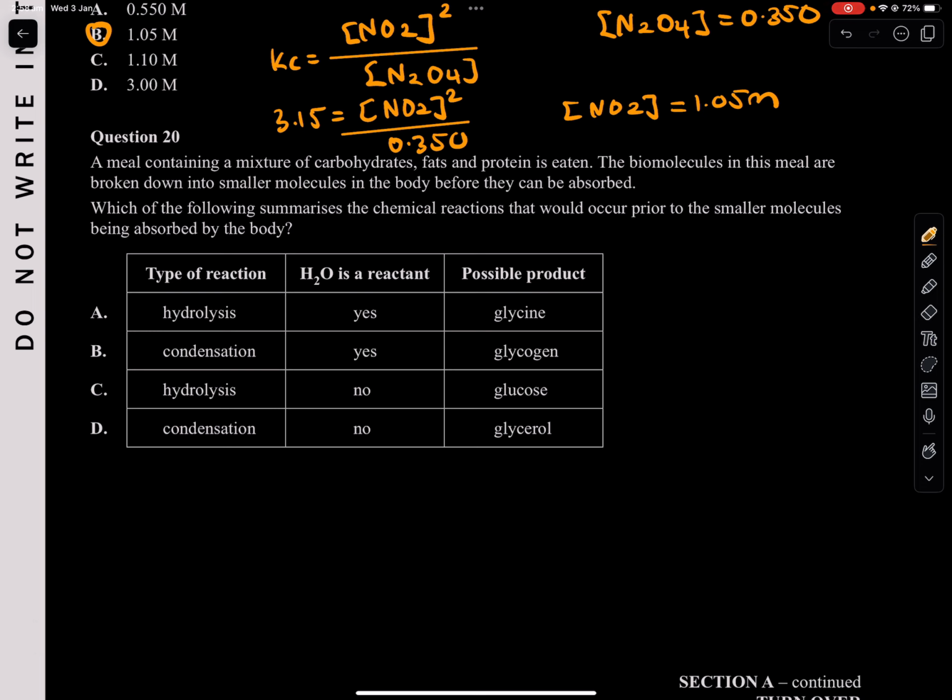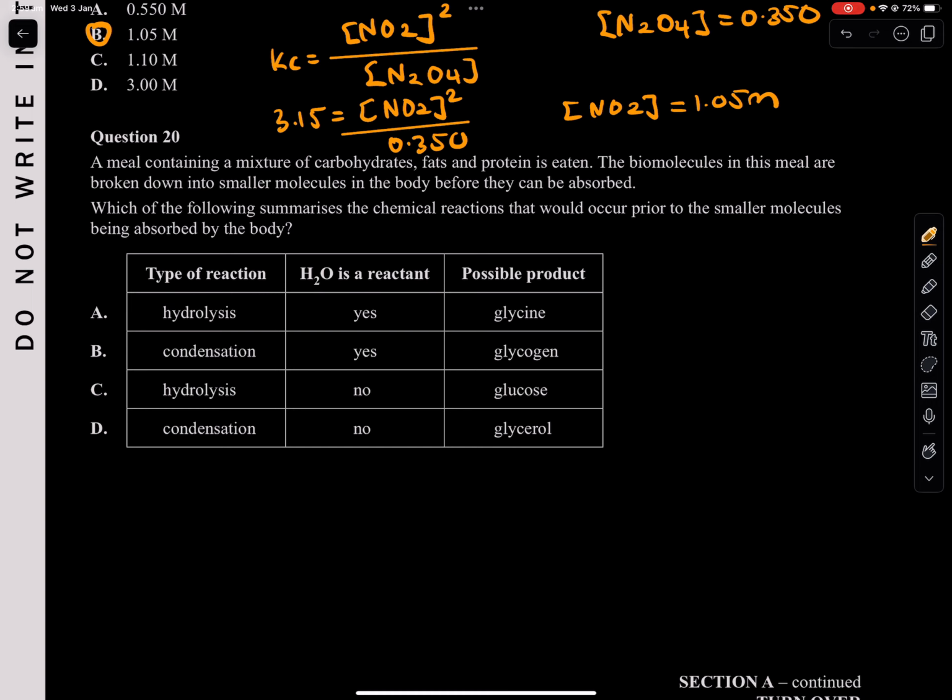A meal containing a mixture of carbohydrates, fats, and proteins is eaten. The biomolecules in these meals are broken down into smaller molecules in the body before they can be absorbed. Which of the following summarizes the chemical reactions that would occur prior to the smaller molecules being absorbed by the body? Okay, before the body absorbs them, they get broken down. And what do we know? We know that carbs, fats, and proteins break down through what reaction? Hydrolysis. Remember, breaking down of carbs, proteins, and fats is through hydrolysis.